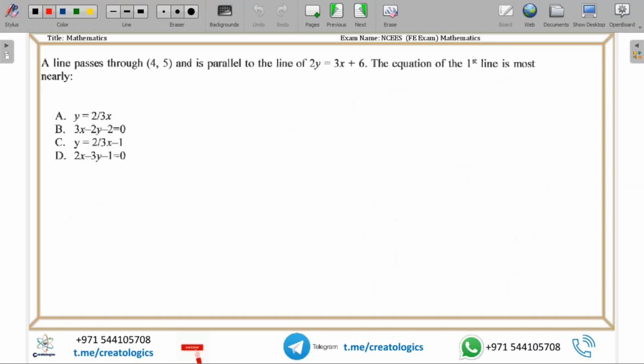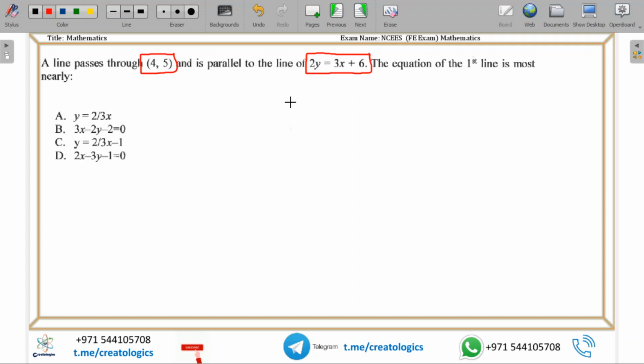Next question is this one. Here it is given that there is a line passing through 4, 5 and is parallel to this line. The equation of the line is most nearly what? So you have to find the equation of the line which is passing through this point and parallel to this line. So the slope of our required line should also be the same as the slope of the given line.